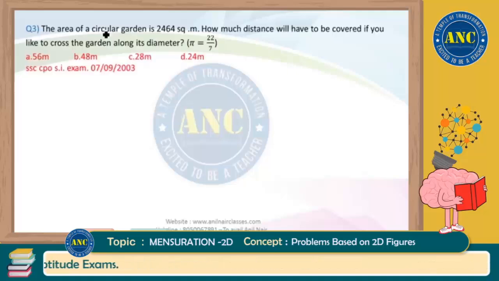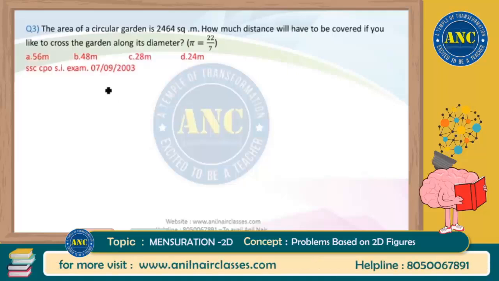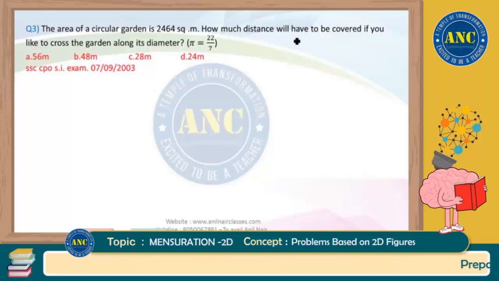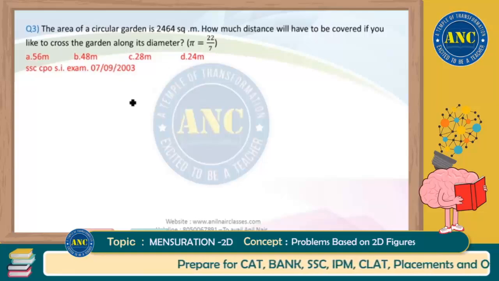Next, question number 3. The area of a circular garden is 2464 centimeter square. That is the first point. Area of a circular garden is 2464 centimeter square. How much distance will have to be covered if you like to cross the garden along its diameter.